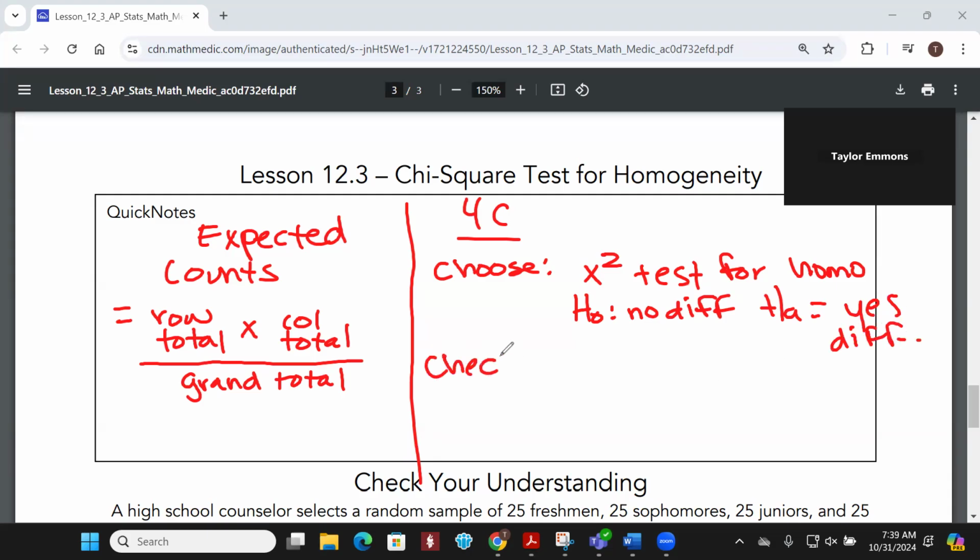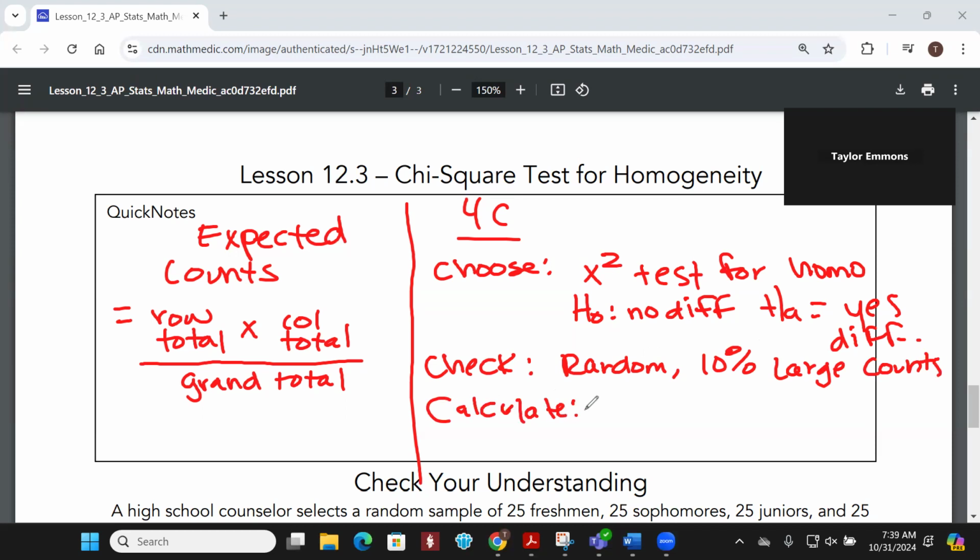You're going to check the random, 10%, and large counts conditions. We're going to calculate using the chi-squared: the summation of observed minus expected squared divided by expected. And then you're going to conclude, which means interpret the p-value, make your decision, and decide whether or not there should be a follow-up analysis.